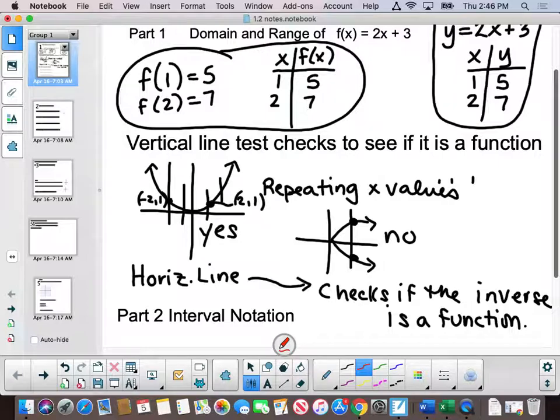If I did the horizontal line test, believe it or not, this function and this function are actually inverses of each other, which is perfect that I put both of them in there. When I do the horizontal line test to this, how many times does it go through it? Twice. It means that the inverse is not a function. Isn't this the inverse of that function? And it's not a function, is it? So without even drawing the inverse, I can check to see if its inverse is a function or not. So anyway, that's the horizontal line test.